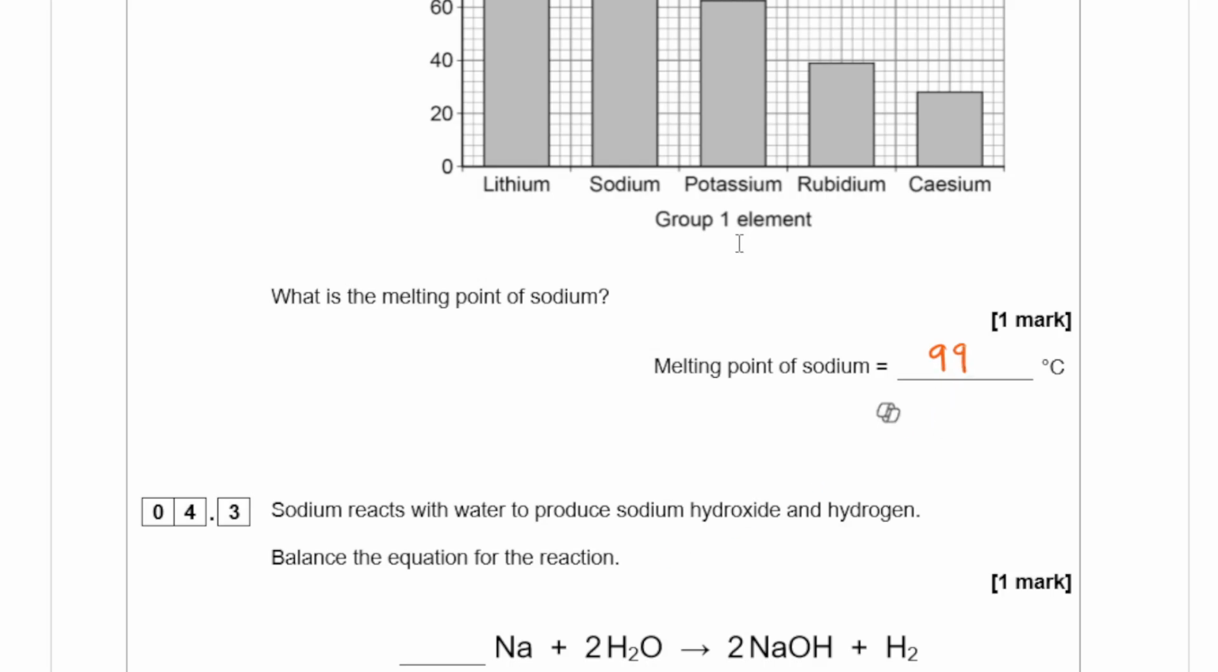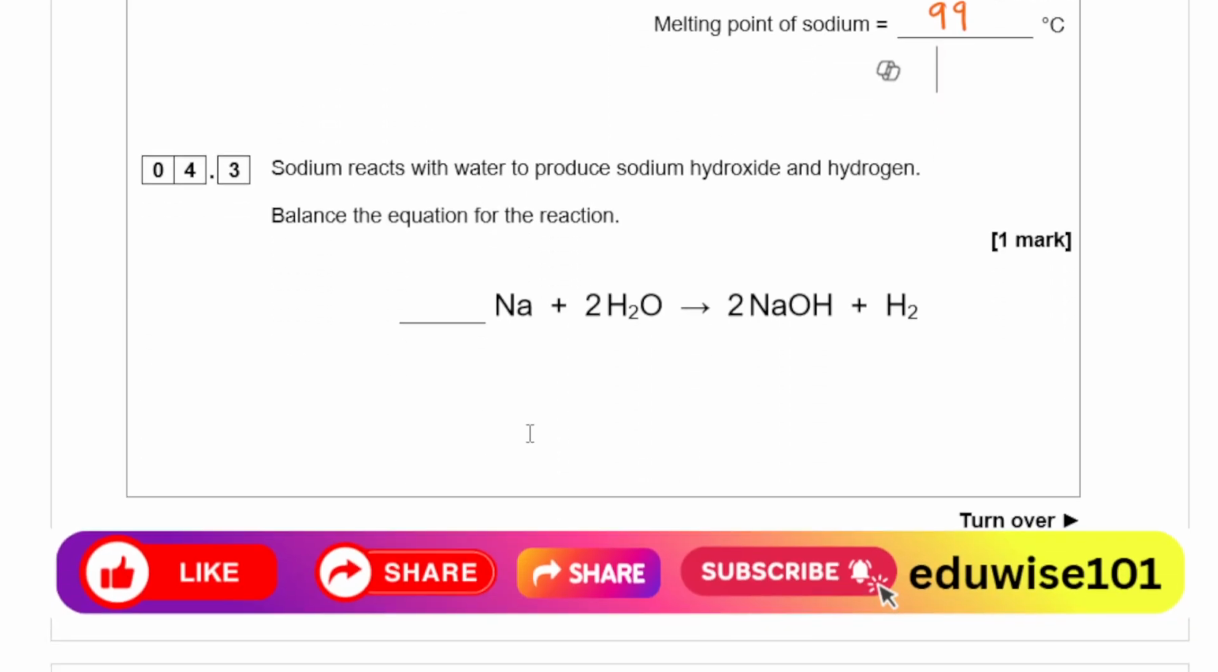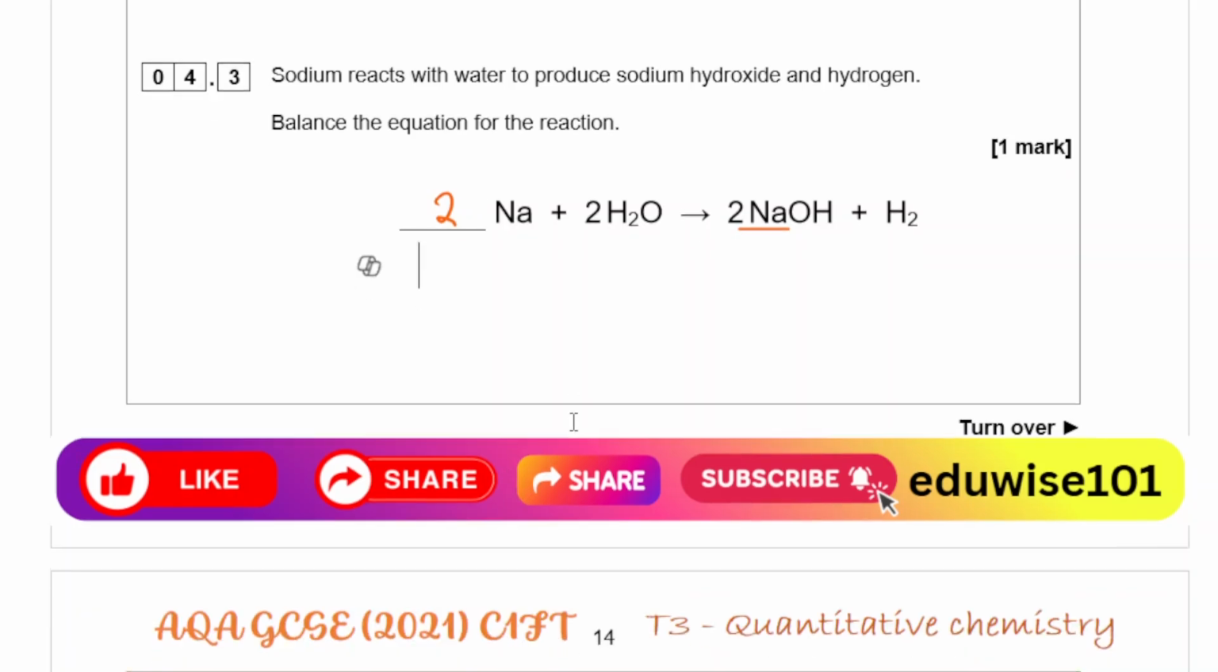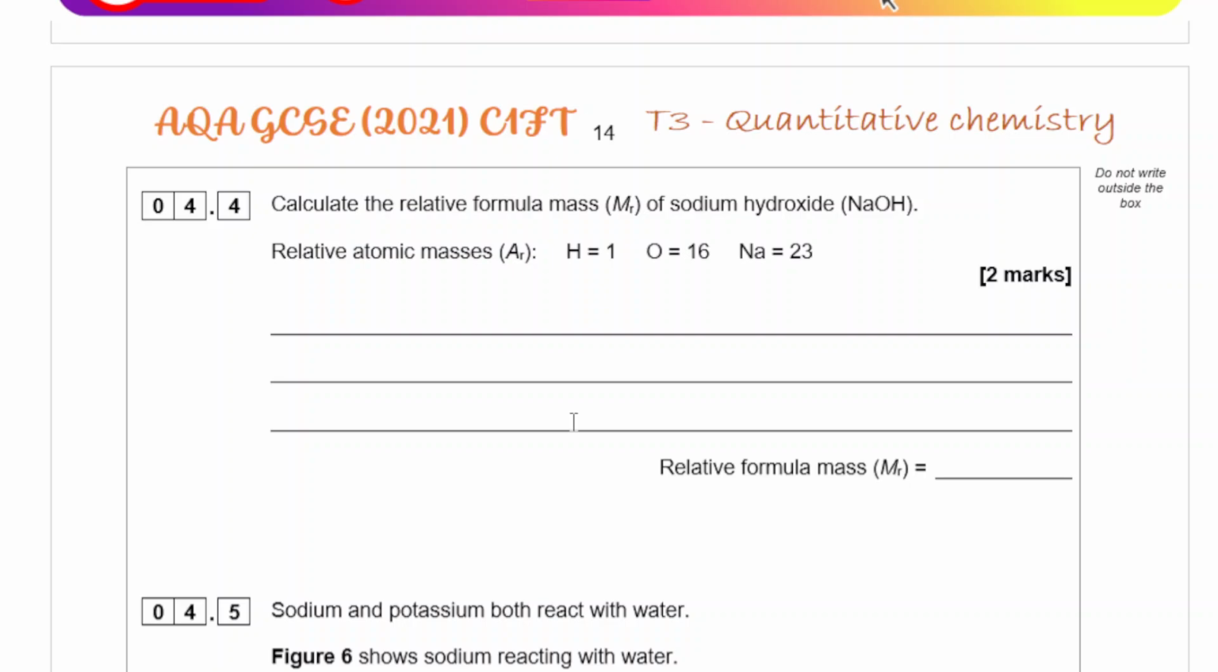Sodium reacts with water to produce sodium hydroxide and hydrogen. Balance the equation for the reaction. So we need to just balance the sodium. There's 2 sodium here. So there is 2 there. Calculate the relative formula mass of sodium hydroxide. So sodium hydroxide is NaOH. So all we need to do is add it up. 23 plus 16 plus 1. That gives you 40.